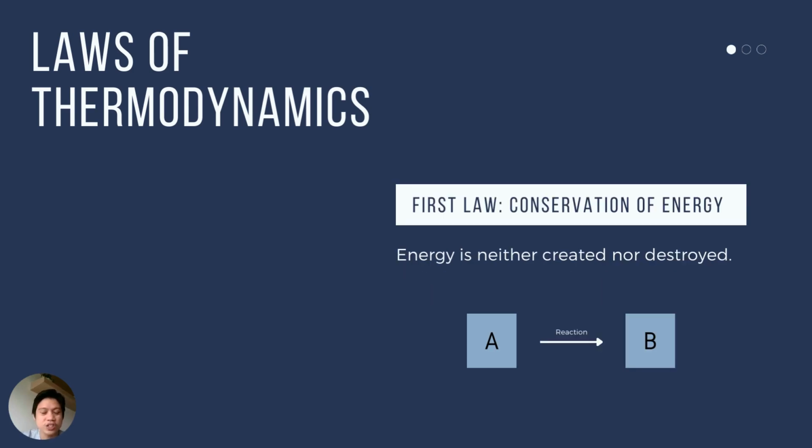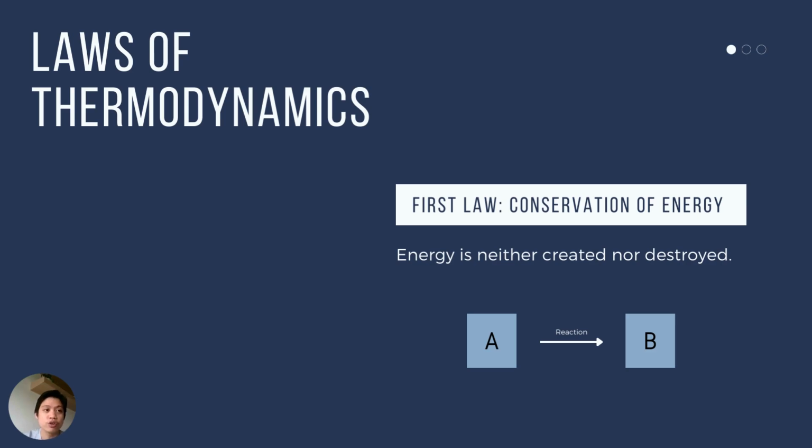The second law, which is actually labeled here as the first law of thermodynamics, is concerned about the conservation of energy. It says that energy is neither created nor destroyed. So let's take a quick look at this image below. You have system A, represented by box A, which undergoes a reaction so that it will transform into the product B. System B, represented here as box B.